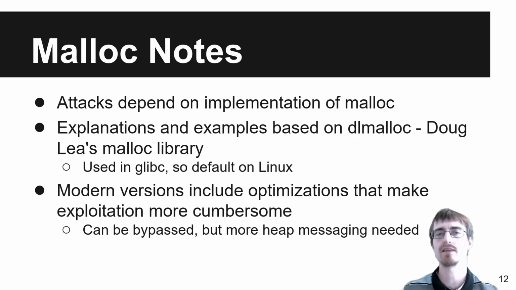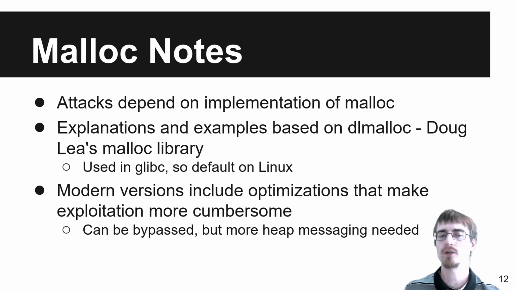So we found that the exact attack depends on the implementation of malloc. For these slides, we will consider dlmalloc, which is Doug Lea's malloc library. Why do we pick this one? Well, it's of special historic interest and also practical interest because it's still used in glibc, which is the GNU implementation of the C library and which is the default on many systems, including Linux.